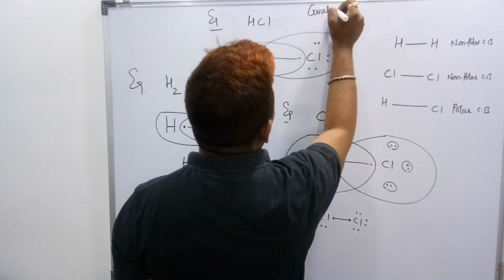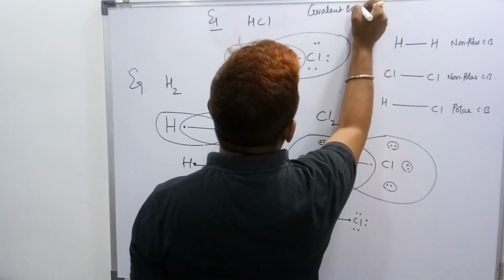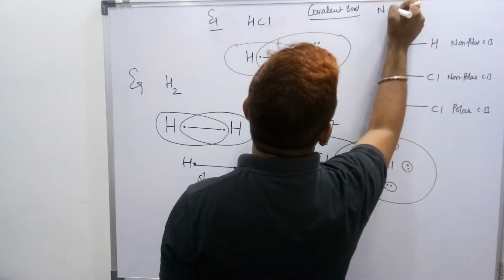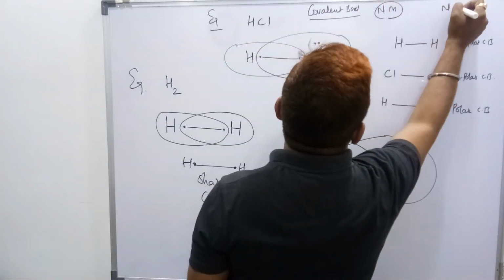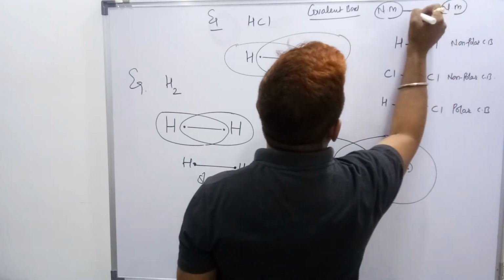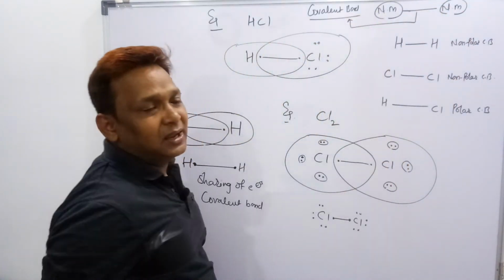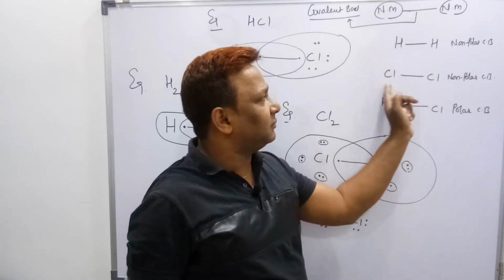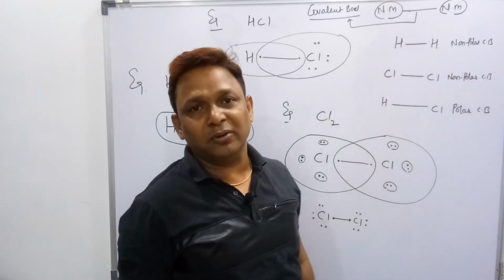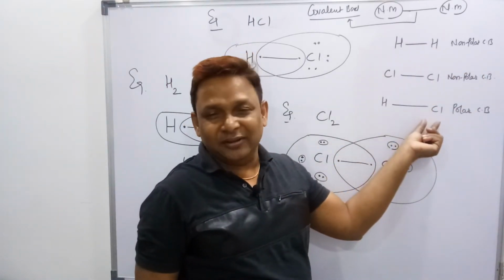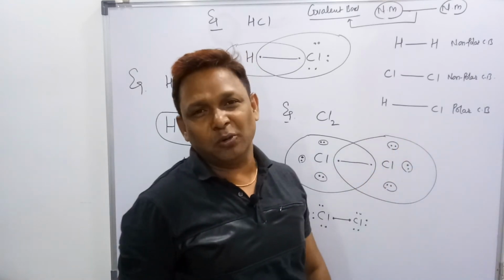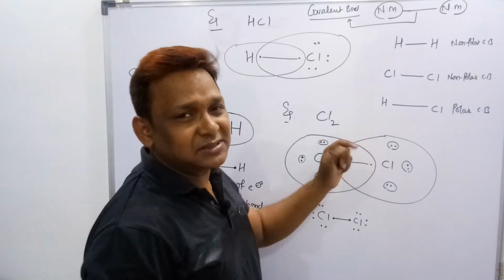Please remember here. Covalent bond means the bond present between two non-metals. In between two non-metals, the bond is called what? Covalent bond. If both the non-metals are the same, then it is called a non-polar covalent bond. And if both the non-metals are different, then it is called a polar covalent bond. Let us go with a deep concept over it.